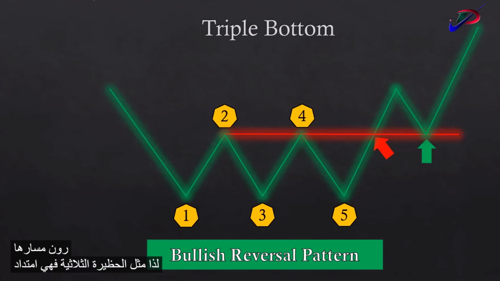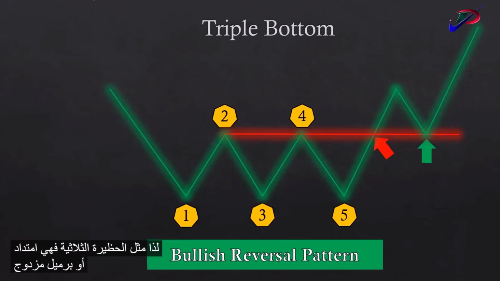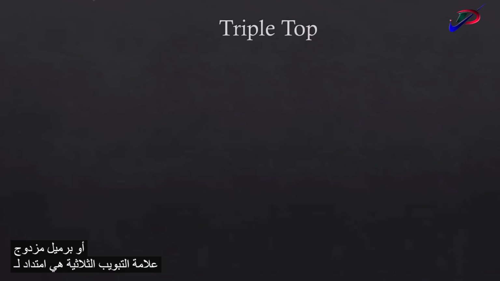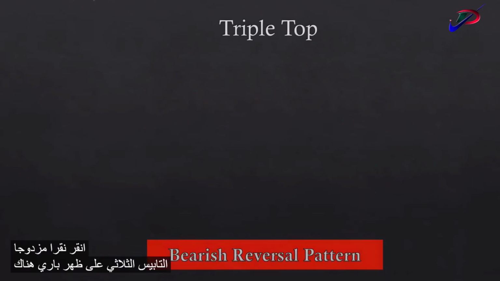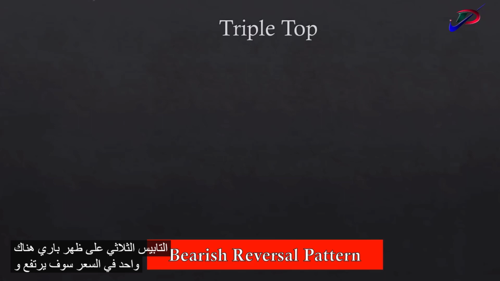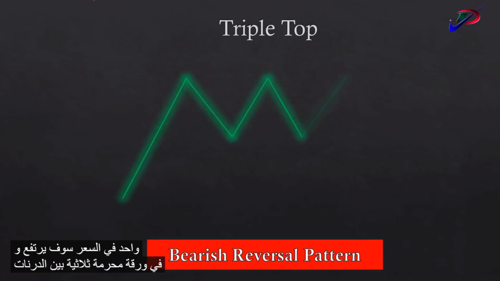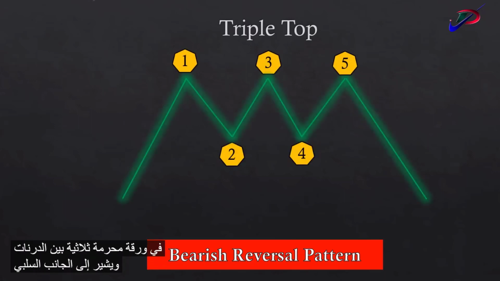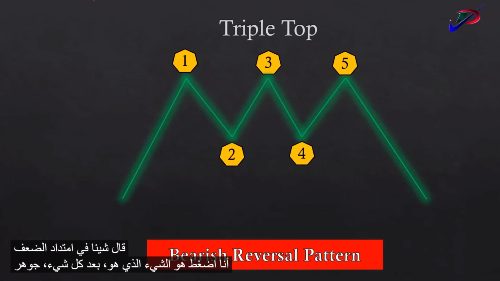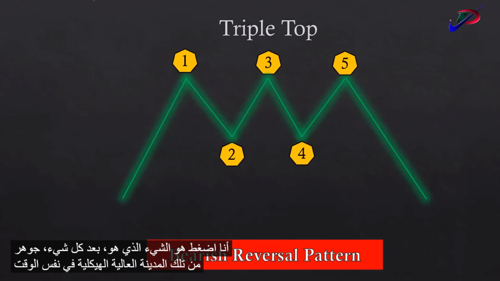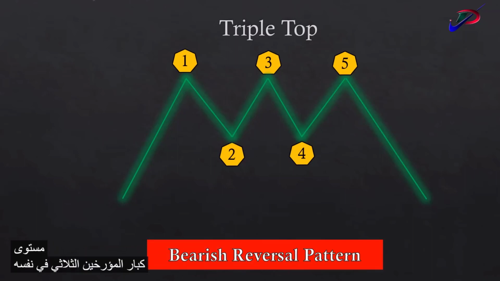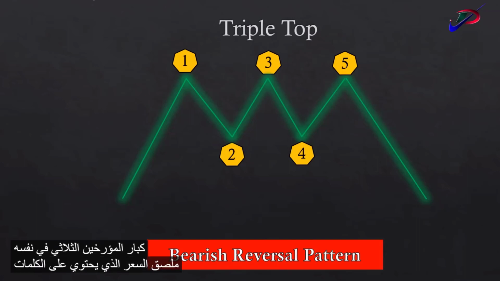Just like the triple bottom is an extension of the double bottom, the triple top is an extension of the double top. The triple top is a bearish reversal pattern, meaning that price will be going up, and then a triple top will appear to signal a reversal to the downside. I said it's an extension of the double top because it's very similar to that pattern, but instead of 2 highs sitting in the same level, the triple top has 3 highs sitting in the same price level.